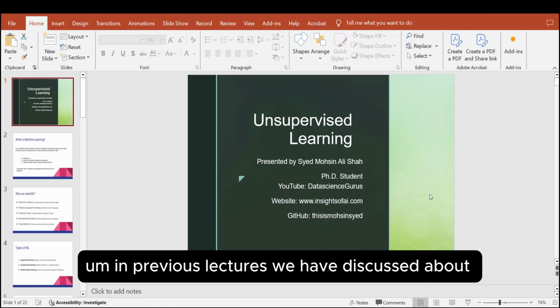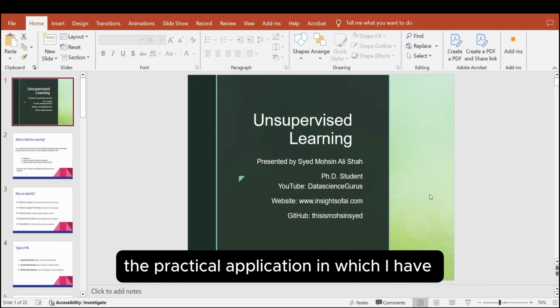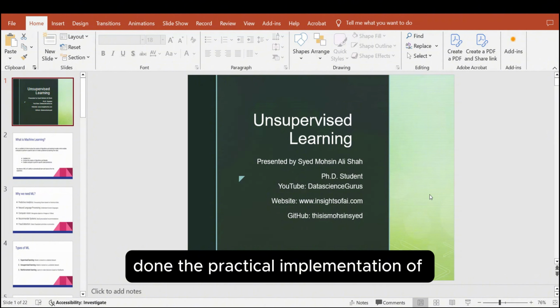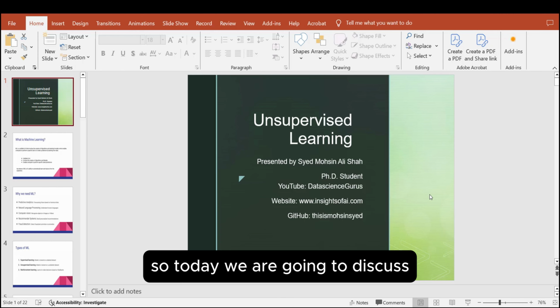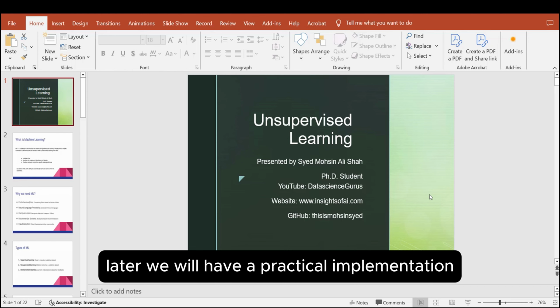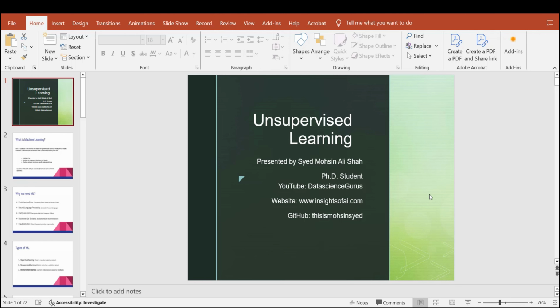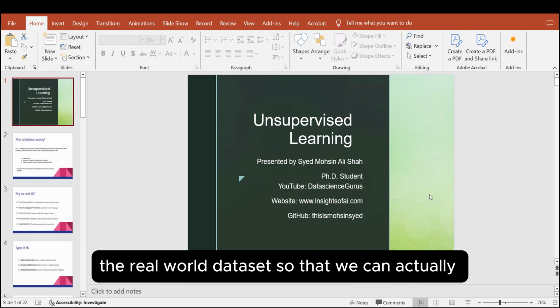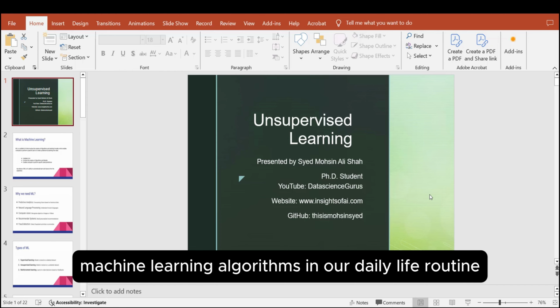In previous lectures we have discussed supervised machine learning and the practical application in which I have done the practical implementation of text classification in Python. So today we are going to discuss unsupervised machine learning, and later we will have a practical implementation in which I will run the code on a real world data set so that we can see how to implement and how we can use these machine learning algorithms in our daily life routine.